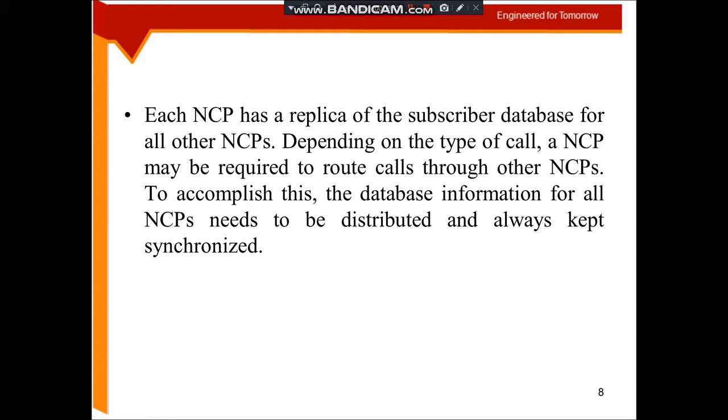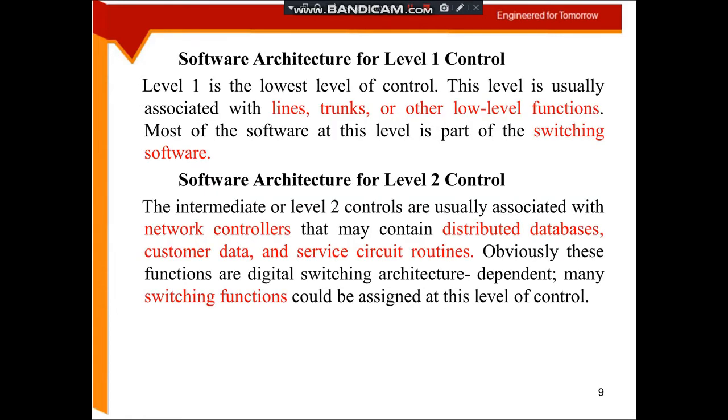Okay. So as we discussed in the previous slides about the three types of level, in this slide we discuss what actually is done in each level. So software architecture for level 1 control, it is called the lowest level of control. This level is usually associated with lines, trunks and other level functions. So you need to remember this point, that level 1 control is nothing but lines, trunks and other lower level functions. Most of the software at this level is a part of switching software.